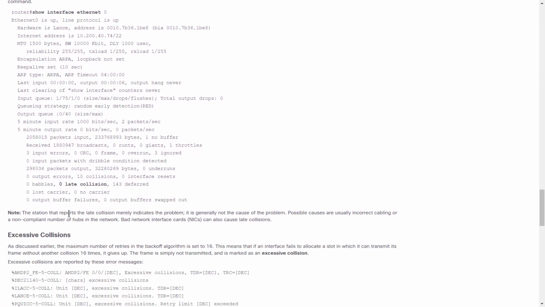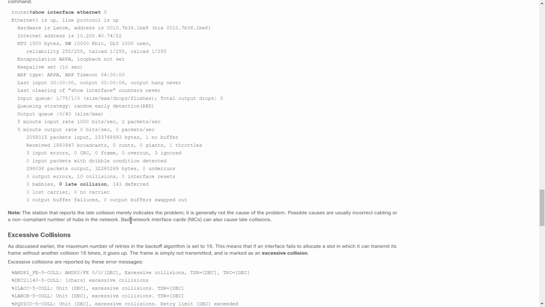So here something has been given that it is generally not the cause of the problem. Okay, but possible causes are usually incorrect cabling or a non-compliant number of hubs in the network. So incorrect cabling means if the cable length exceeds the limit which we have seen in the earlier documentation, and a non-compliant number of hubs in the network means the number of hubs or repeaters increases beyond the recommended limit. That also causes the late collision.